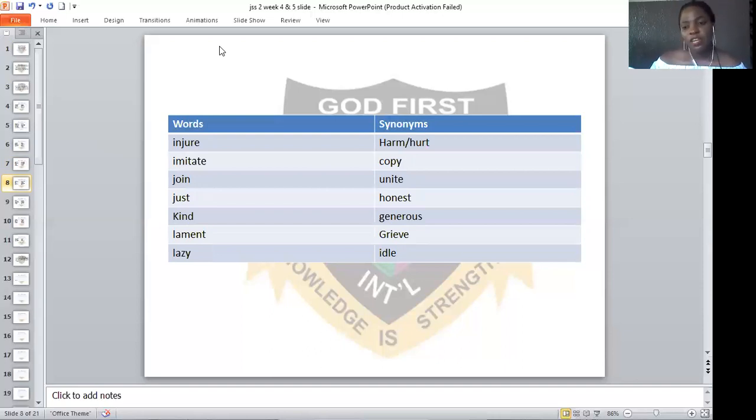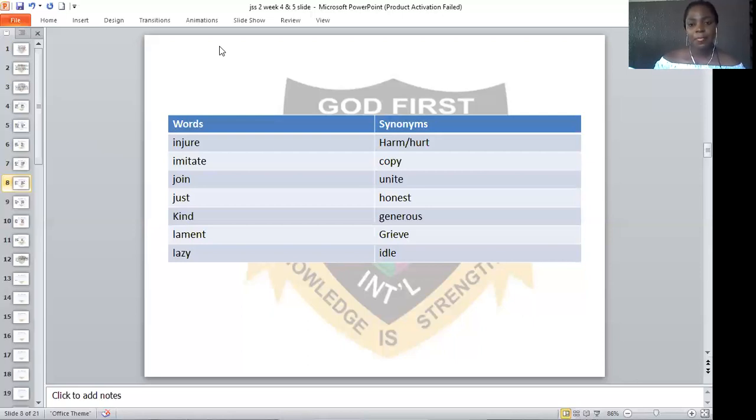Imitate. She imitated the way I spoke to her yesterday. She copied the way I spoke to her yesterday. So copy is the synonym for imitate.